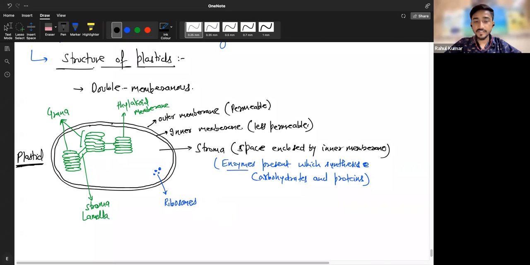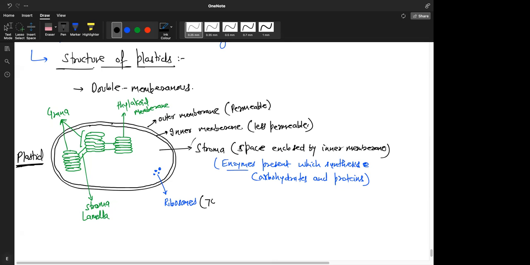Okay. This plastid is present in the cell, in the plant cell. You understand that, right? You're understanding that I'm making a plastid only. Yes. This is an organelle. Yeah, okay, very good. So they have their own ribosomes, which are 70S.